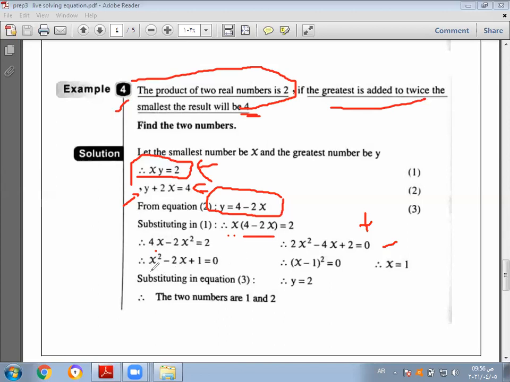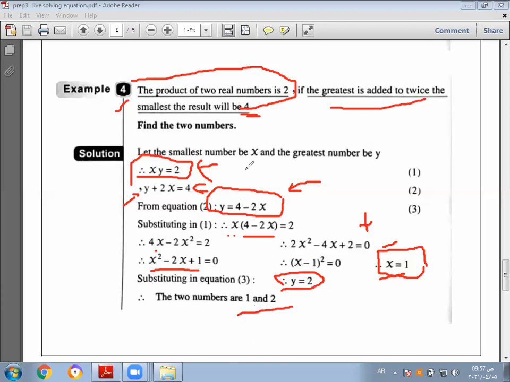We know that x squared minus 2x plus 1 is a perfect square. We can factorize it as one bracket all squared, x minus 1 all squared. So here x equals 1. Now we know that x equals 1, and we said before that y equals 4 minus 2x. So it will be 4 minus 2 multiplied by 1, which is 4 minus 2 equals 2. So y equals 2, and the two numbers are 1 and 2.